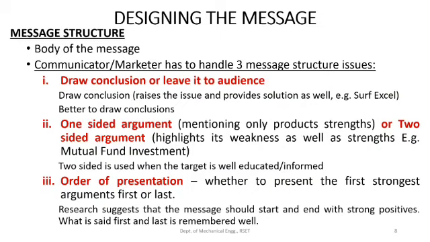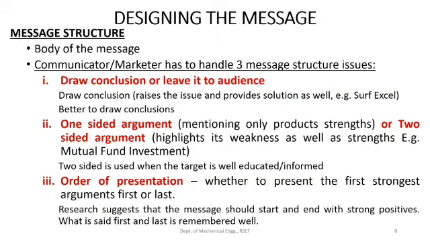The second issue that the communicator must handle when designing the message structure is whether to use a one-sided argument or a two-sided argument. A one-sided argument is one that mentions only the product's strengths, and a two-sided argument is one that highlights its strengths as well as weaknesses. Okay, so once he knows what the content is, and designs the message structure, he has to decide whether he should use a one-sided argument where he mentions strengths of the products only, or he should use a two-sided argument.